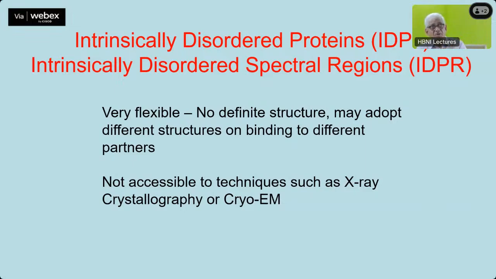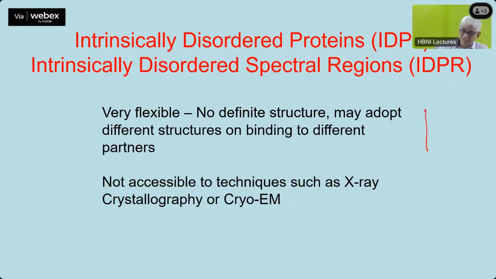So they will have to bind to different partners. And IDPRs mean there are certain sections of the protein, part of the protein is folded, but some portions of the proteins are not folded. There are loop areas, for example, and those are called IDPRs. And this is a common feature of both of those.